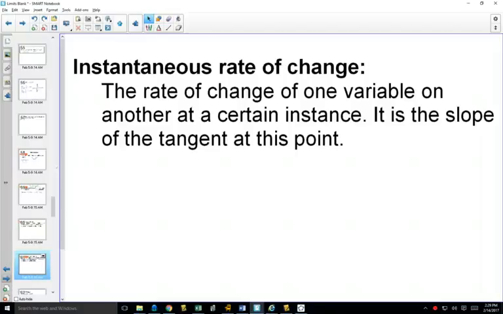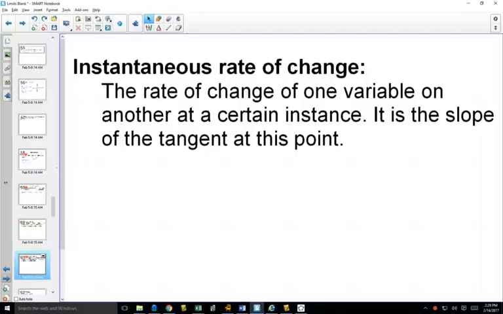Your instantaneous rate of change, that's what your speedometer says at a moment. You're driving on the highway, you look down at your speedometer and it says you're going 100 kilometers per hour. That's what you're going at that instant. That's not your average speed over the whole trip, because your speed fluctuates. And your instantaneous rate of change is the slope of your tangent at a point.